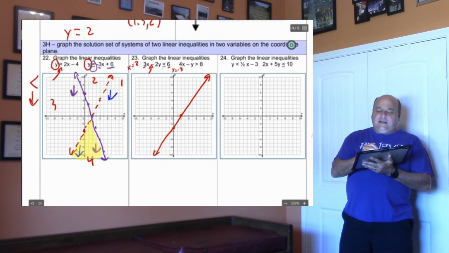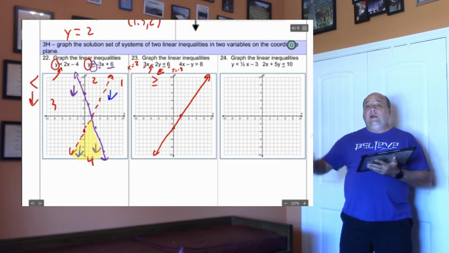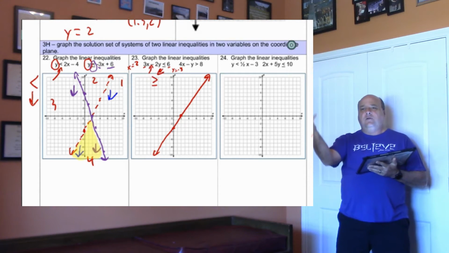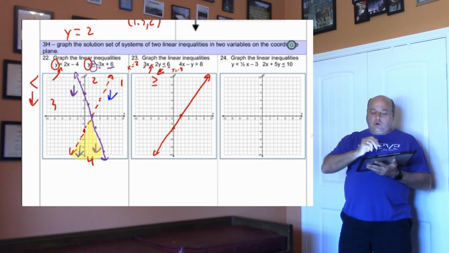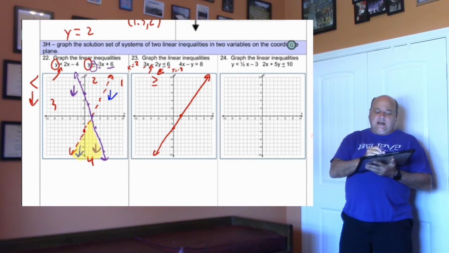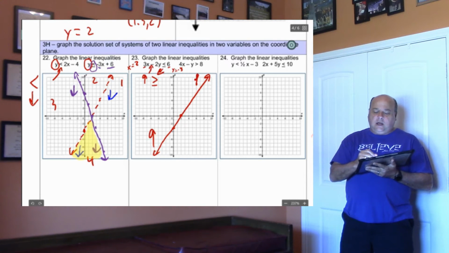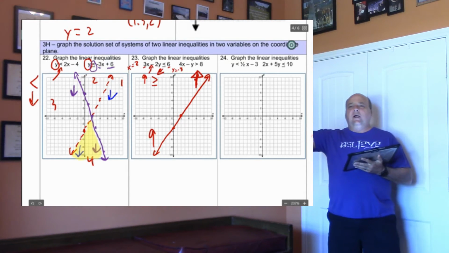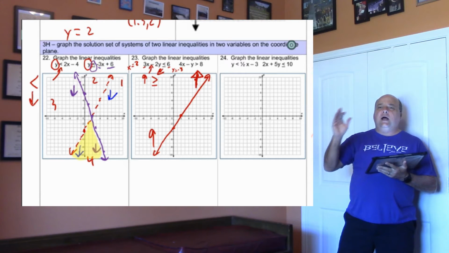Notice that the y is negative. If the y is negative, that is going to flip your inequality. So on this line, I will not shade down, I will shade up. So I'm going to draw arrows going up. Okay, so everything below the red line will not work.